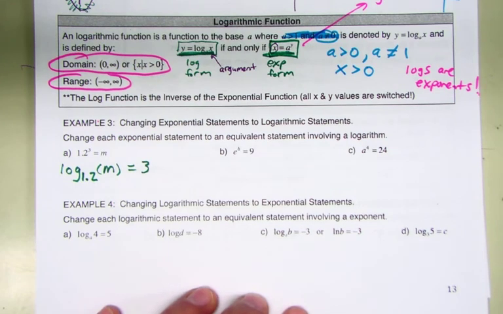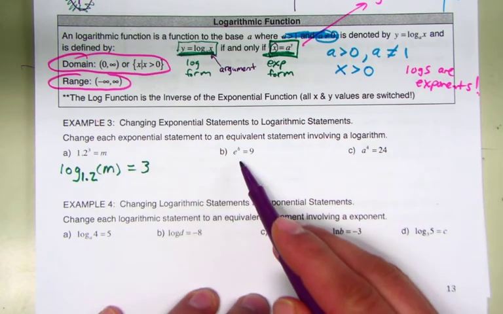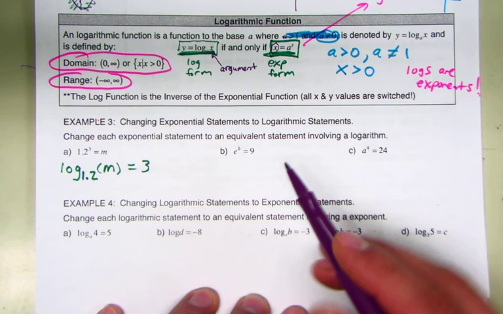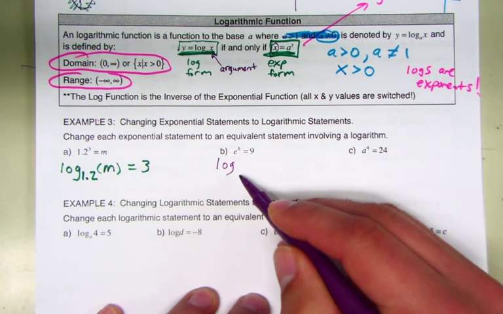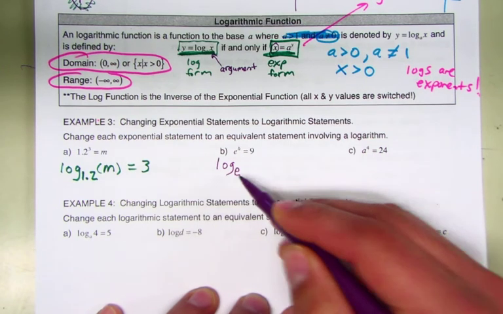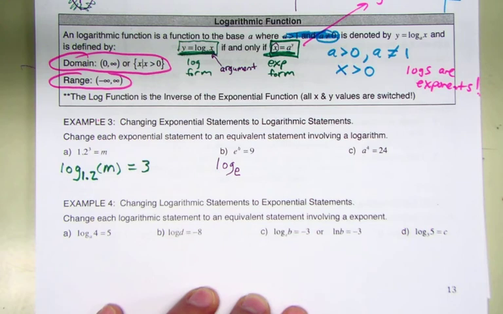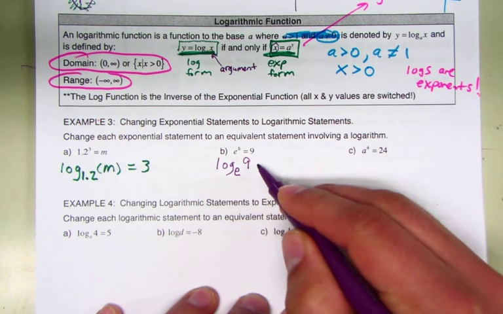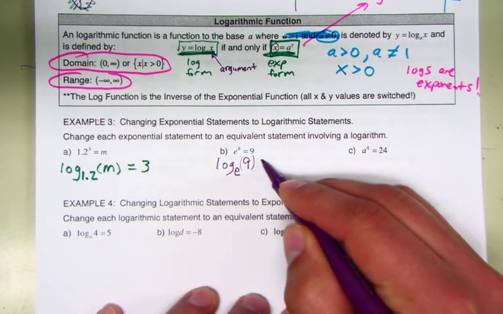All right, Sam, you look thrilled. I'm so excited. How do you write this in log form? Log, and then base e. I want you guys to get in the habit of base e of 9 equals. Very good.